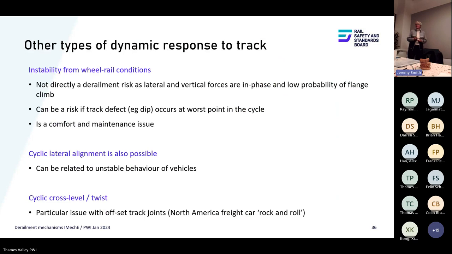There are other types of response to track. Instability is something that people worry about when vehicles are crashing about from side to side. It's not actually as dangerous as it sometimes feels, unless there's a track fault at the same time, because the Y and the Q, the vertical and the lateral, are going together. So it's rolling onto the wheel that might derail and then onto the other one.